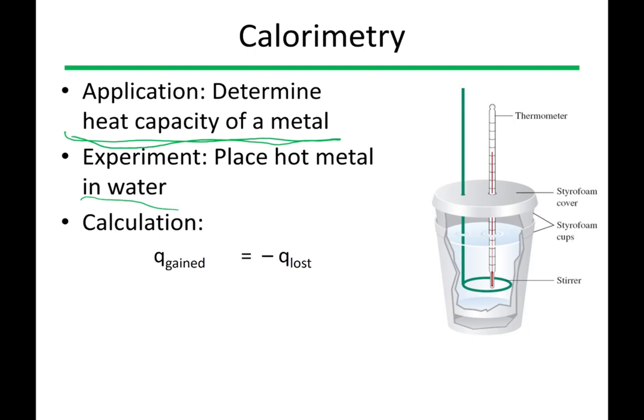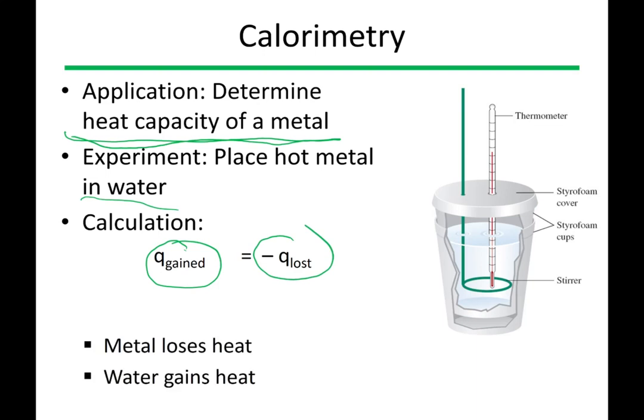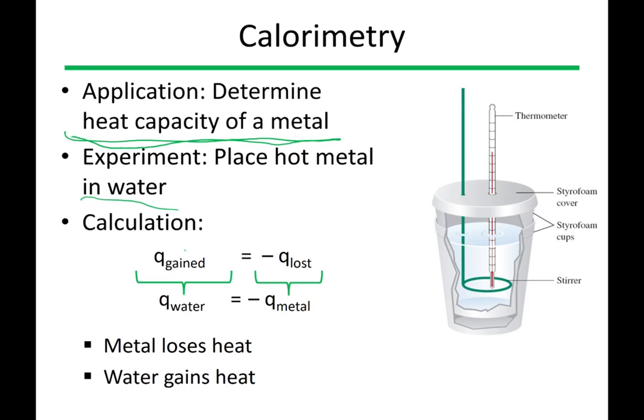So we can see that the heat gained by the water has to be equal to negative the heat lost by the piece of metal. So the metal is going to lose the heat, the water is going to gain the heat. And so we can add these subscripts for the two. And so far that doesn't get us quite straight to the heat capacity, but we know that we can relate Q to heat capacity using our equation Q equals mc delta T.